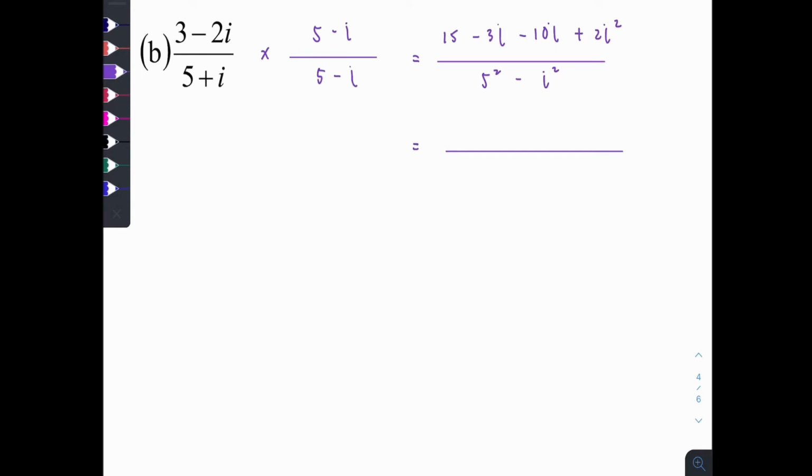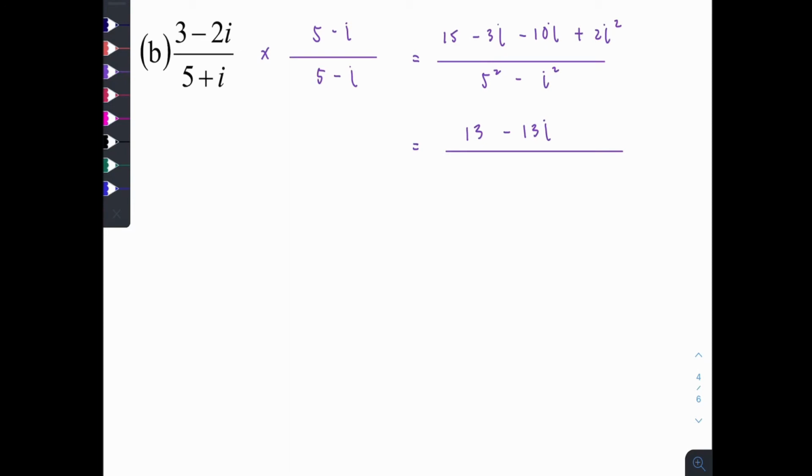So for the upper part, let's simplify. i squared becomes negative 1. So group the real parts together. So it's 15 minus 2, which is 13. As for the imaginary part, it should be negative 3i minus 10i. So it's negative 13i.